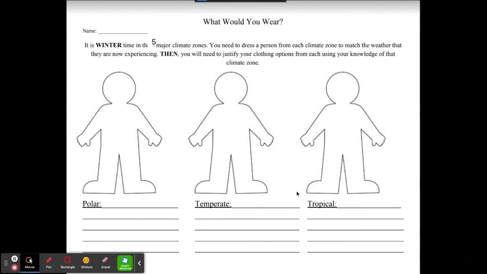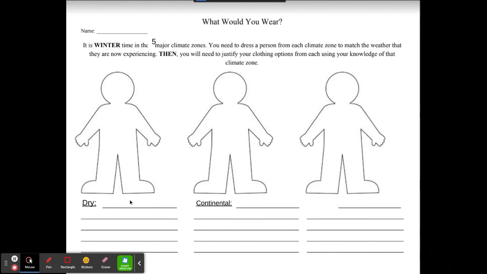Tropical, remember in the winter, even though it's tropical, what would somebody in a tropical climate wear if it never gets too cold? Then you have your dry, okay? So the dry, remember being like the Sahara Desert, it never rains. What would someone like that wear in the wintertime? And then your continental, okay? So your continental is just below that polar zone. What would someone like that wear in the winter? And then finally, I want you to dress up this last person for what they would wear in the summer. Pick one of the climate zones and tell me what it is and justify your reasoning as to why that person would wear that. Okay? So that is your activity today.